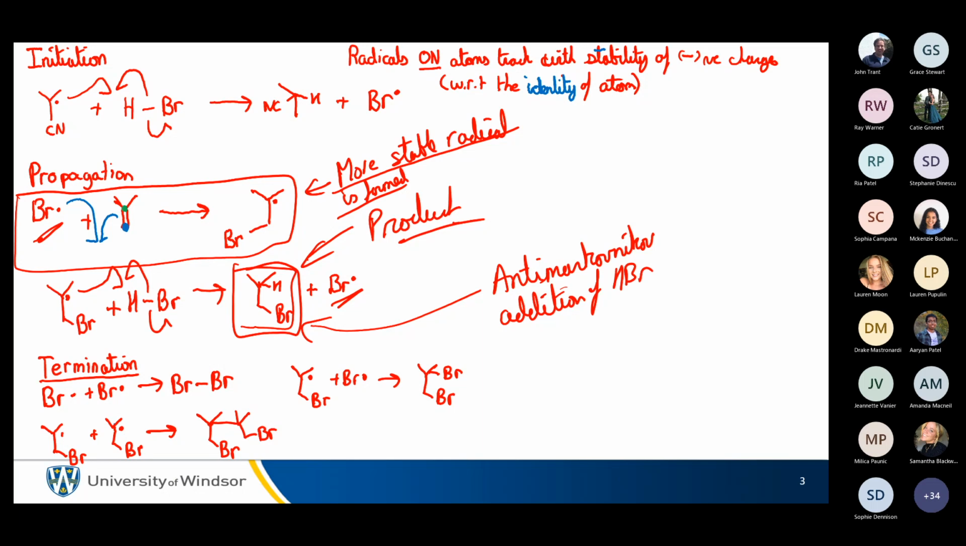So that top sentence says radicals on atoms track with stability of negative charges. So S minus is more stable than O minus. An S radical is more stable than an oxygen radical. Br minus is more stable than Cl minus. A bromine radical is more stable than a chlorine radical. Iodine minus is more stable than C minus. An iodine radical is more stable than a carbon radical. That's what I mean by that sentence. Any other questions about this question?